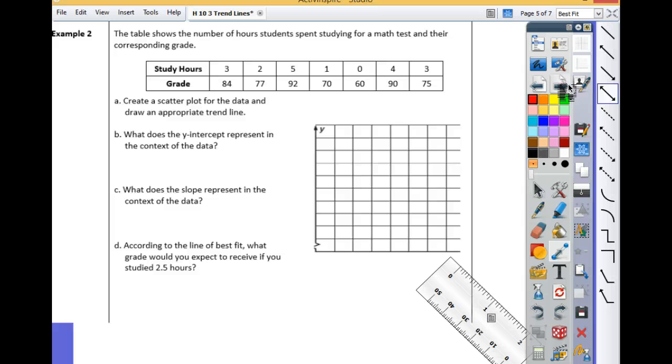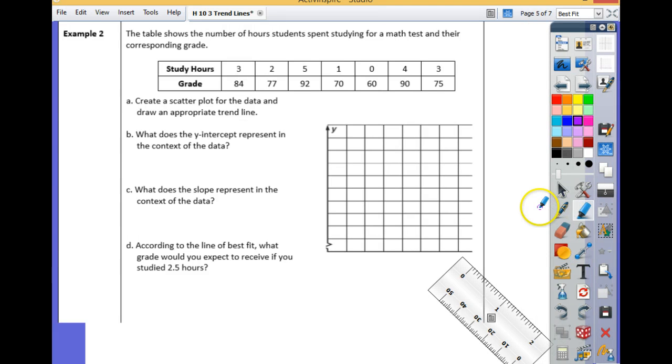Okay, now let's graph this. The table shows the number of hours students spent studying for a math test and their corresponding grades. Well, first thing we need to do is label this. Create a scatter plot, meaning label it. What do you want to label it? Students' test grades.